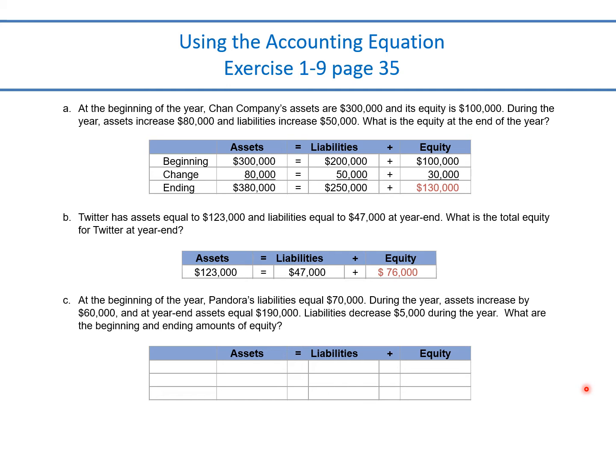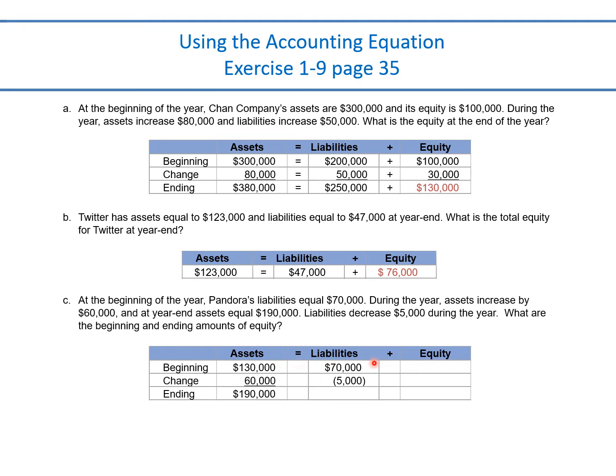So same as part A, if we populate the pieces of information that we know, our beginning balance in liabilities is equal to $70,000. We know that the change in our assets is $60,000. We also know that at year end, our total assets are $190,000. And then we also know that liabilities decreased by $5,000 during the year. So if we ended the year at $190,000 of assets and we had increased 60 during the year, 190 minus 60 means we've started the year at 130,000.